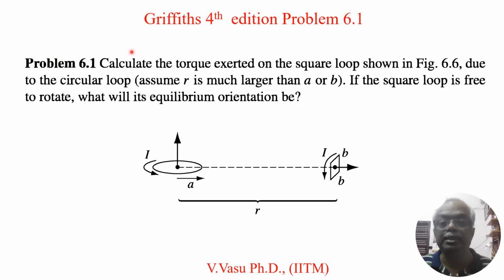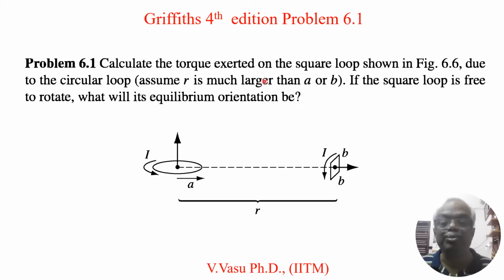In this class, we will solve problem 6.1 of Griffiths 4th edition, Introduction to Electrodynamics. Problem 6.1 is: calculate the torque exerted on the square loop shown in figure 6.6 due to the circular loop. Assume R is much greater than A or B. The square loop is free to rotate. What will its equilibrium orientation be?